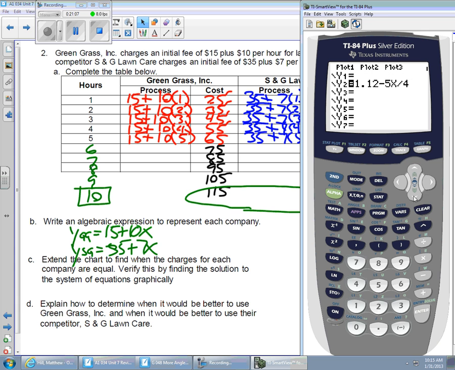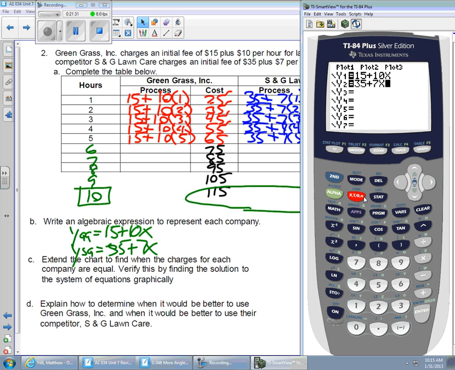The only reason we're even looking at charts and tables and things like that today is on the off chance that maybe your test might be throwing some charts and tables at you and asking you questions from there. Okay, but from there you can simply type it up. 15 plus 10x for the Green Grass company and 35 plus 7x for the S&G.